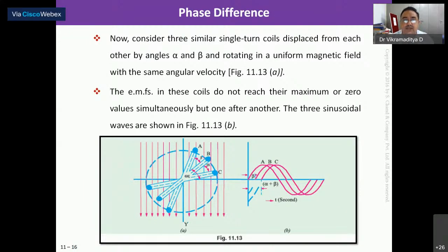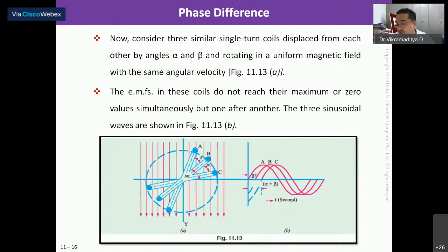Now comes the concept of phase difference. What is phase difference? Whenever you have to make a comparison between two alternating quantities, there comes the role of phase difference. Suppose there are three quantities. You can take one quantity as a reference, or you can choose a fourth quantity as a reference and express the three quantities with respect to it. But in general, we take one of the quantities as a reference and express the remaining quantities with respect to it.